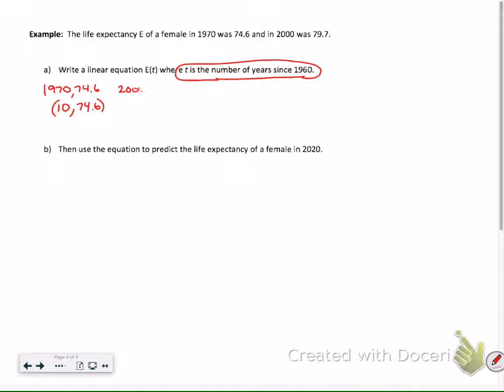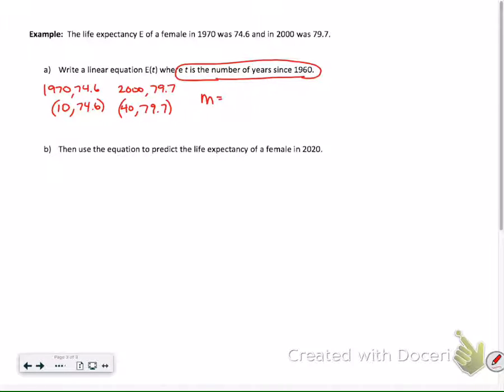And 2000 was 79.7. That is 40 years since 1960. So those are my 2 points there that we're going to use to write our slope out. Now, I didn't really give you enough space up here to do this, so I'm going to go down below B as I work this out here.